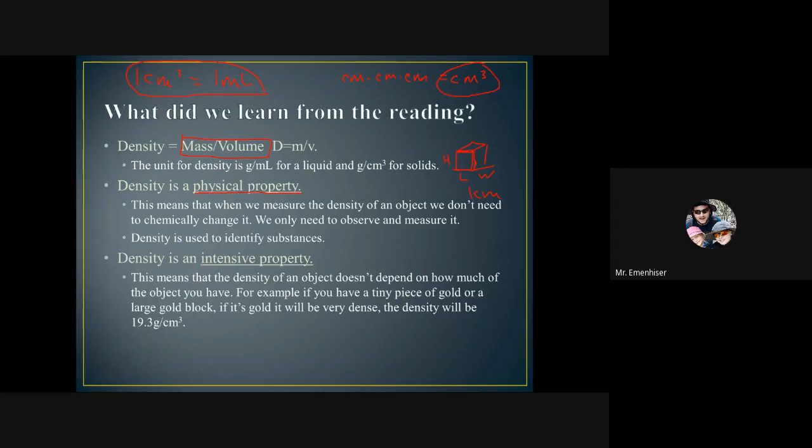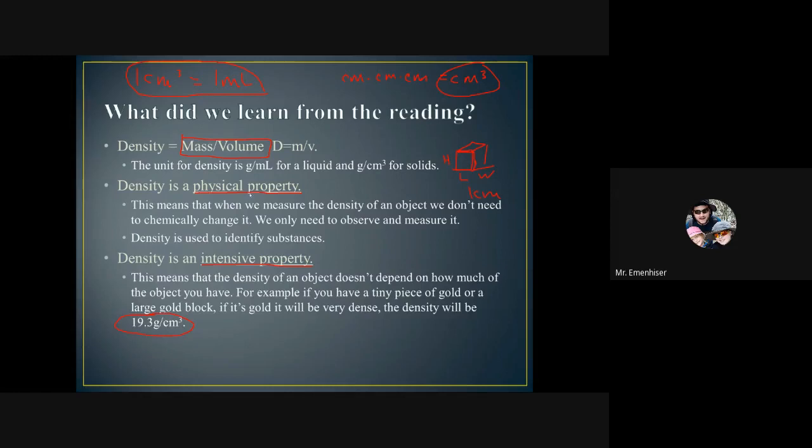Density is an intensive property, which we'll be talking about in another day later this week. This means that the density of an object does not depend on how much of the object that we have. For example, if you have a tiny piece of gold or a large gold block, if it's gold, it will be very dense. Metals are usually kind of heavy for the size. But it doesn't matter whether it's big or small. If I had a little piece of gold or a big piece of gold, it's still going to be surprisingly heavy for its size. So that's what we call an intensive property.